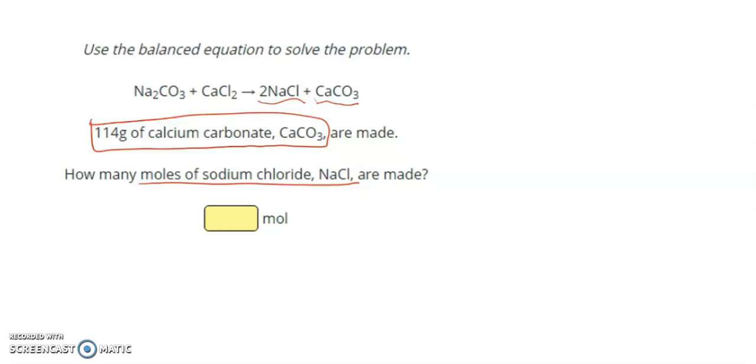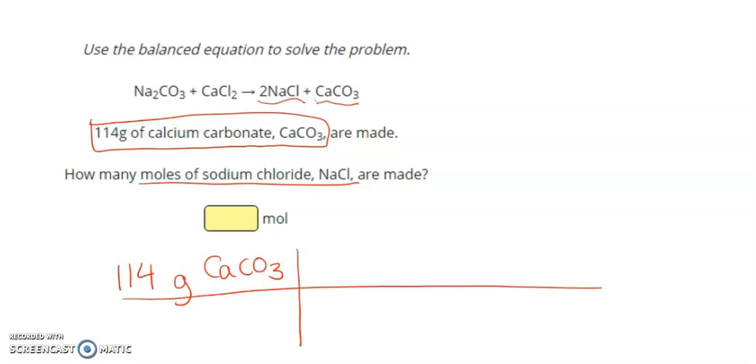I'm going to take my given, 114 grams of calcium carbonate, and I'm going to write that down. I make sure to include the substance after grams. That helps me keep track of what I'm using, because we'll be switching substances. So I'm going to set this up with kind of a grid or a table, and I'm going to try and get to moles of sodium chloride, and let's see how we can do that.